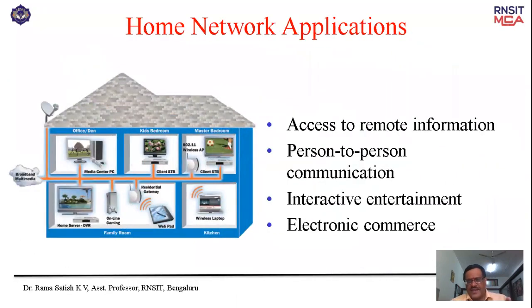The next category is home network applications. Apart from business applications, we do use the network at home, is it not? We use internet at home. One major thing is access to information. I want to see a cricket match where I have not subscribed or power is not there. Definitely, I can watch through my internet, in my mobile. If you have a smart TV, yes, you can watch it.